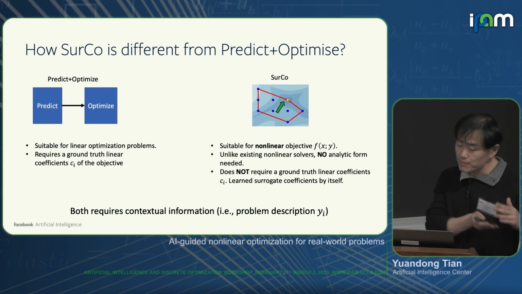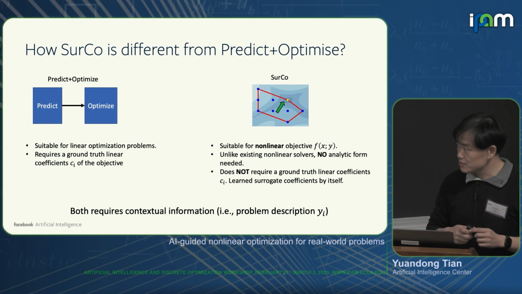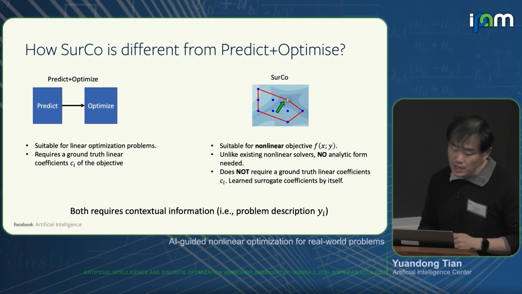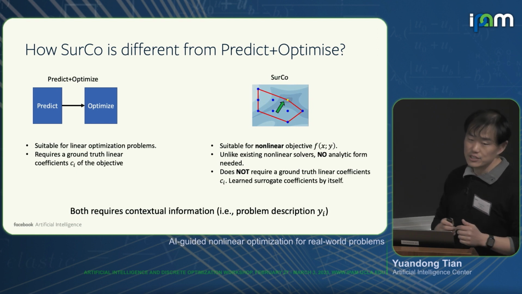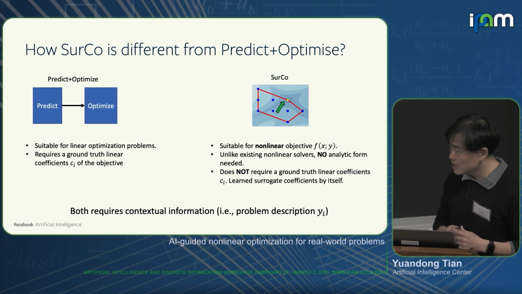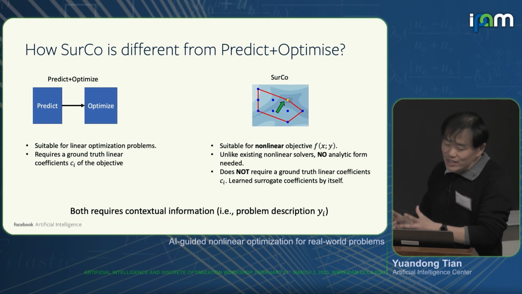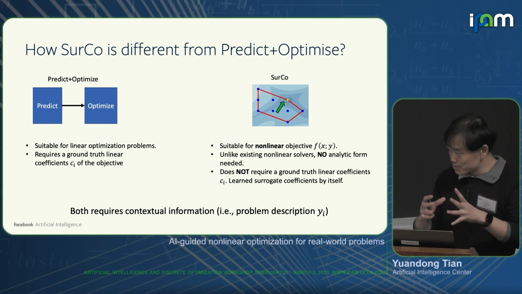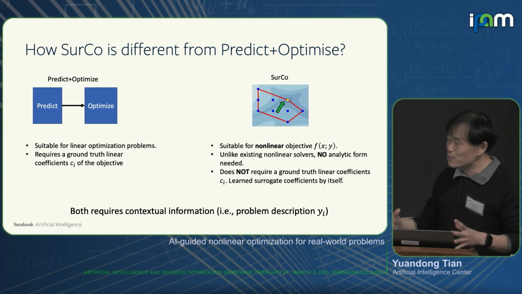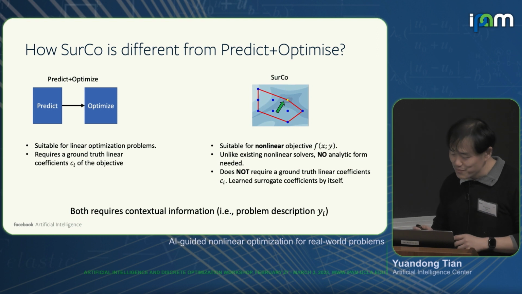First of all, the predict-and-optimize approach is suitable for linear optimization problems with linear objectives, but we are suitable for nonlinear objectives. And predict-and-optimize requires ground truth linear coefficients, the c_i, for the objectives. But in our case, we don't want that. Our training set only requires the problem descriptions. We only have a list of problem descriptions there. There's no need to provide the algorithm with any optimal solution or the linear coefficients. The algorithm will try to figure it out by itself.